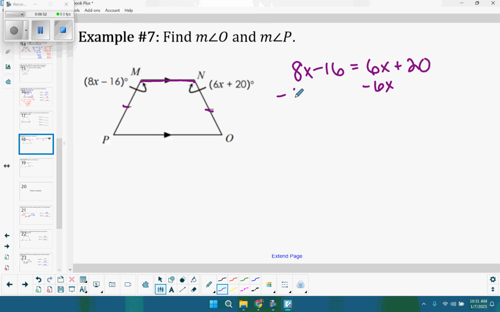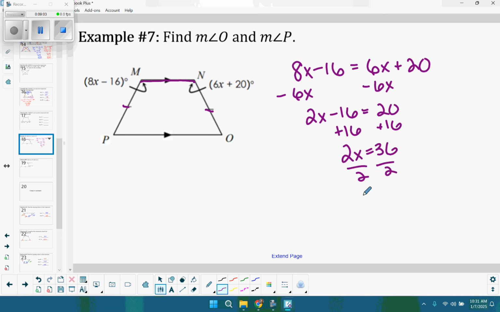So let's move our 6x. Let's move our minus 16. And we'll divide by 2. So we get x is 18.